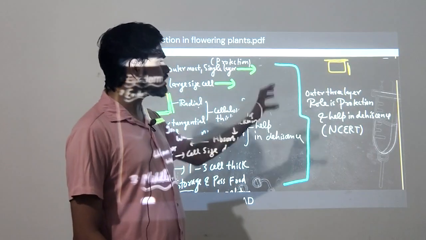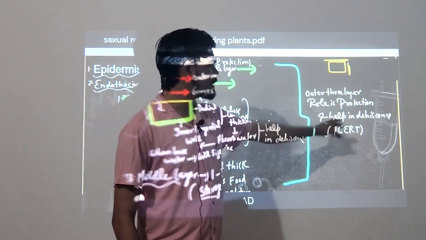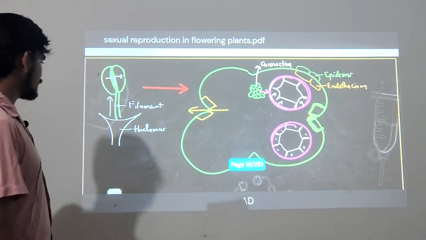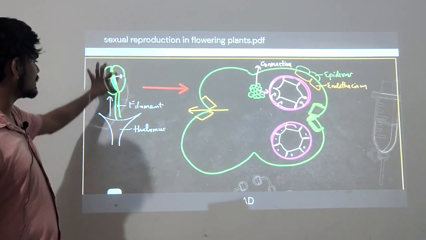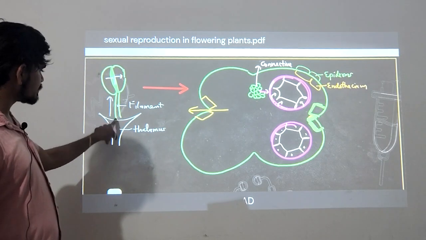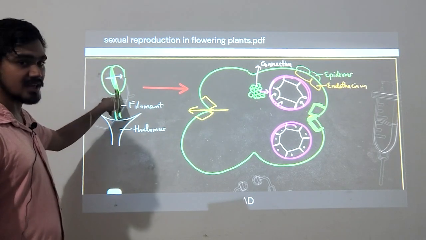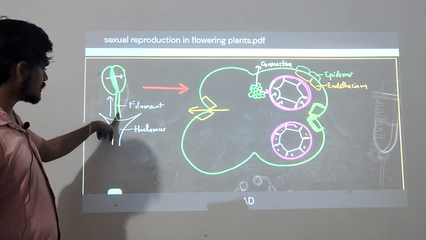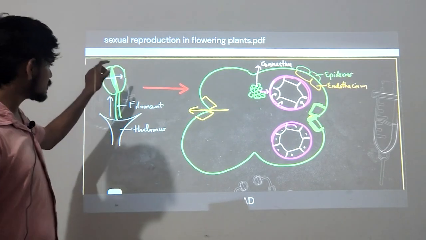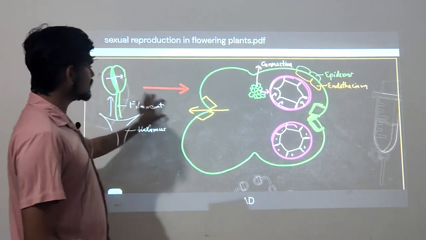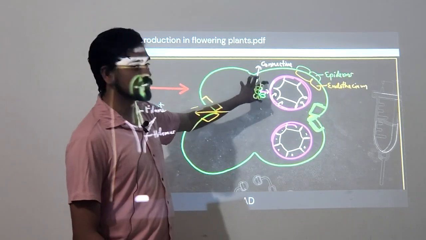So let us understand, the outer three layers' role is protection and helping dehiscence, as I said about the NCERT lines. This one is the filament and this one is the anther, and the remaining part is the thalamus. This one is the proximal end and this one is the distal end. The distal end is connected to the anther, and the proximal end is connected to the thalamus. So now you can see that the whole anther is dependent on one tissue, called the connective tissue.